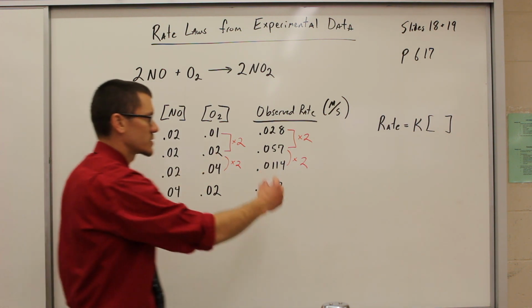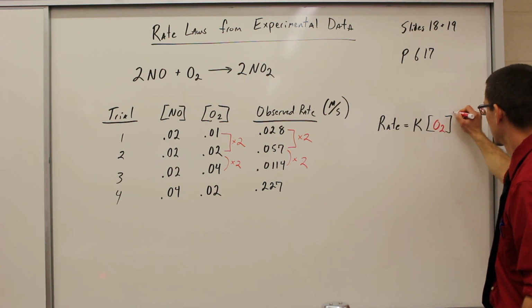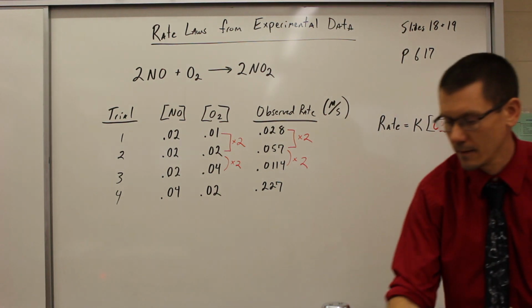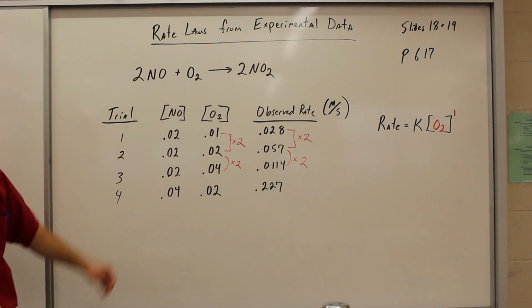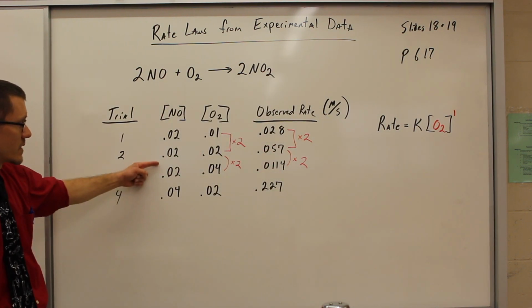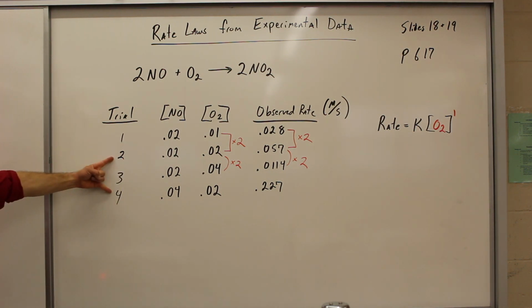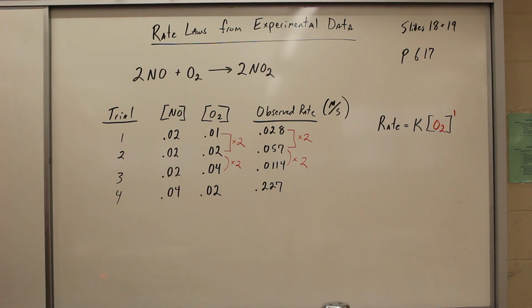Okay, so we can adjust our rate law. In terms of the oxygen, it is first order. Next, we want to look at the effect of the nitrogen monoxide. So the trials we have to choose here are 2 and 4, because in that one, the oxygen is held constant.